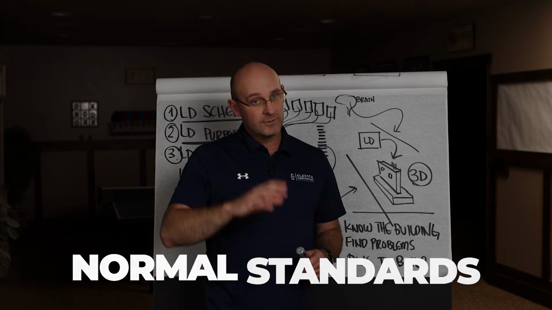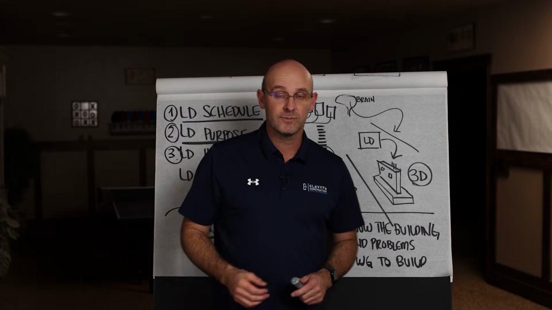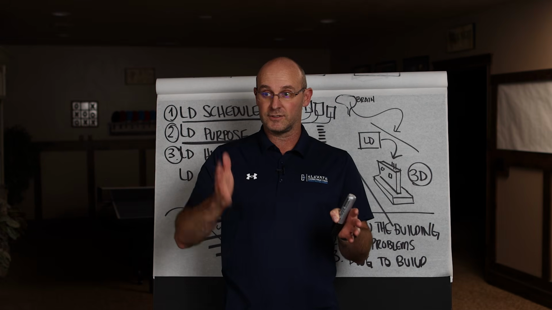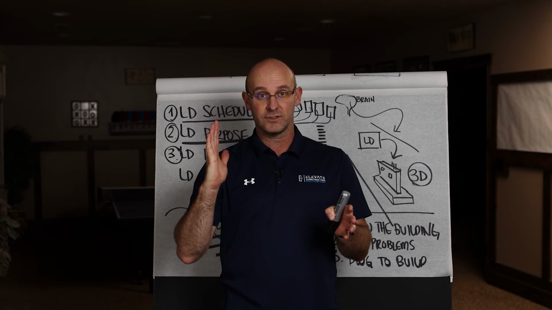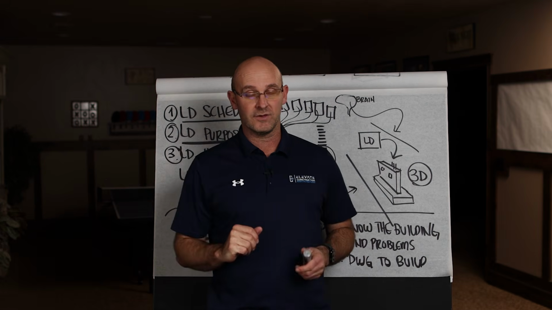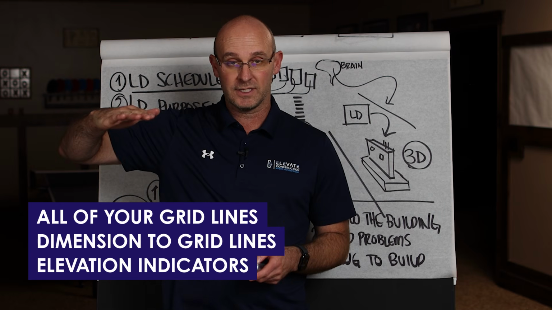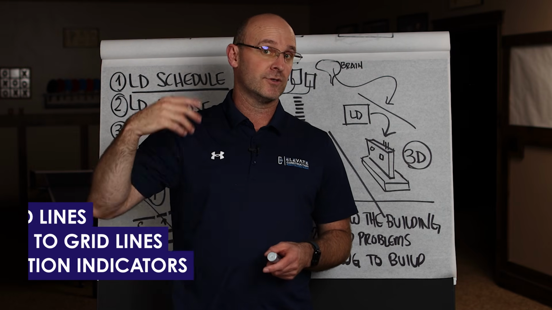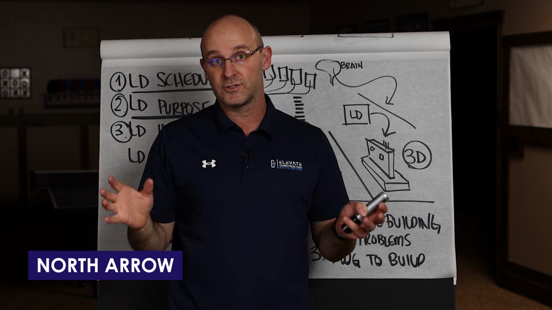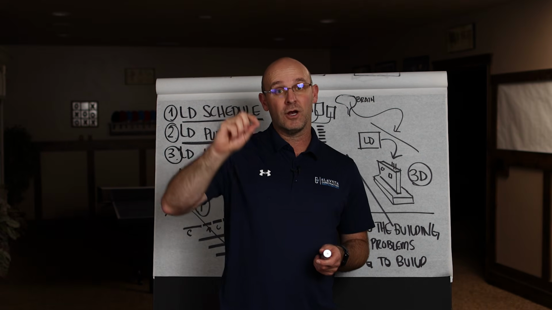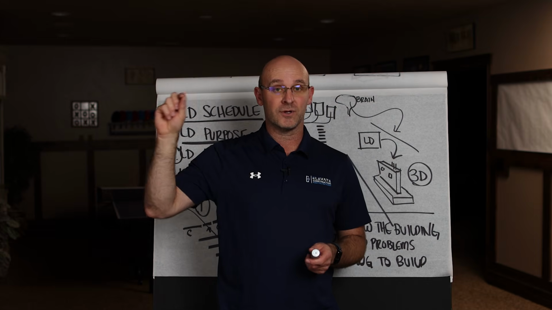In fact, I'm just going to describe this. I don't have a lot of room to draw it here, but you'll literally draw the plan view, and then you'll do cut sections, and then you'll detail out the sections, and then you'll do an isometric of it, and you'll make sure that you have all of your grid lines, dimension to grid lines, elevation indicators, and then you'll make sure you have a north arrow. Then you'll make sure that your dimensioning is proper and clear. Then you'll make sure that your callouts and annotations are proper and clear.